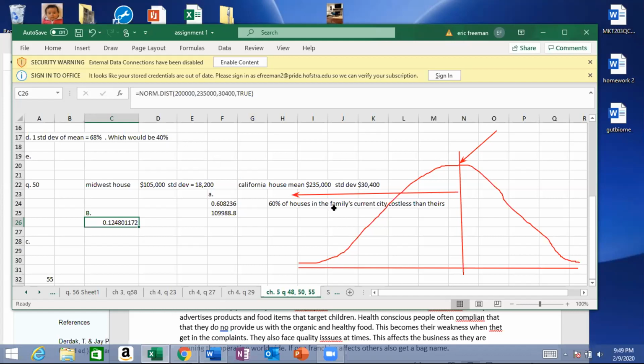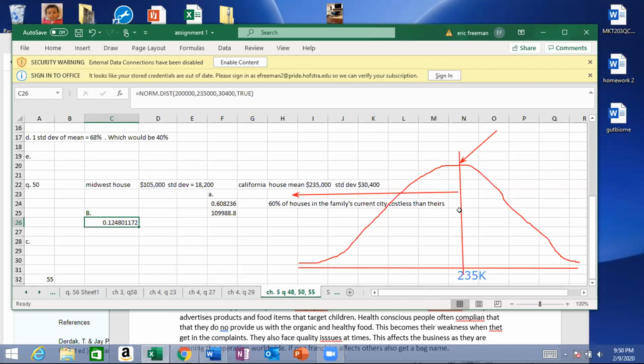Can you do the graph here with this question? I'm just trying to conceptualize it. Which one? The one you just did? Yeah, so basically right down the middle is 200,000. Sorry, no. Where was their house? The mean is 235,000. Standard deviation's 30,000. So if the standard deviation is 30,000, you said, right?